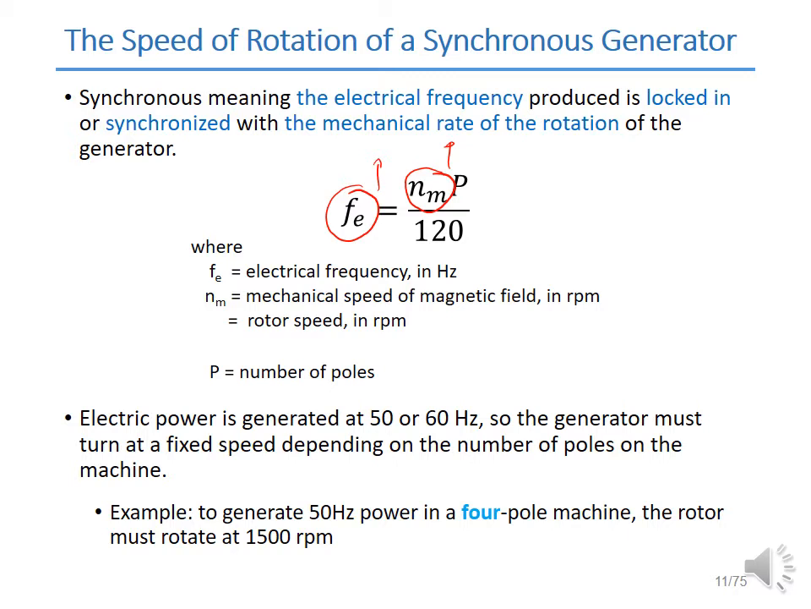Okay, and at the bottom here we've got an example. If electrical power is generated at 50 or 60 Hertz, the generator must turn at a fixed speed depending on the number of poles on the machine. For example, to generate 50 Hertz power in a 4 pole machine, so the number of poles is 4, the rotor must rotate at 1500 RPM.